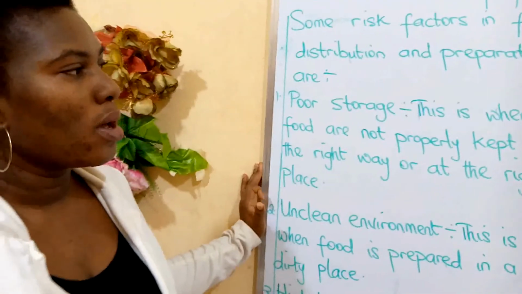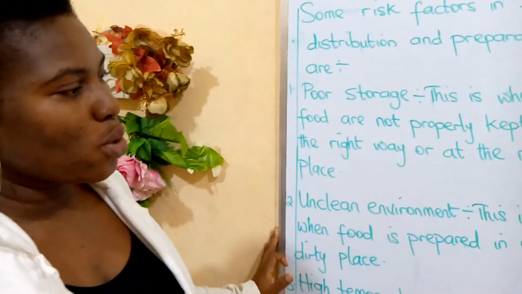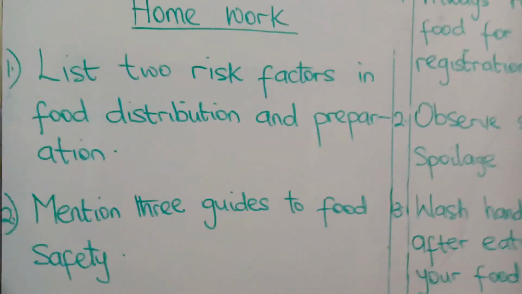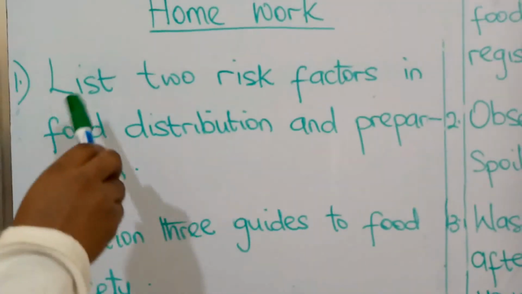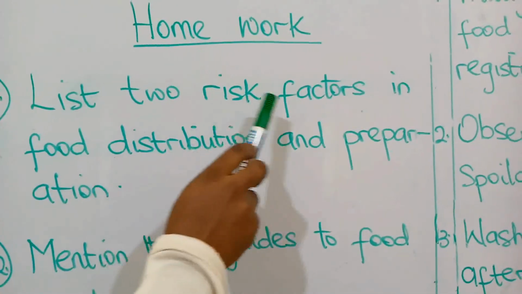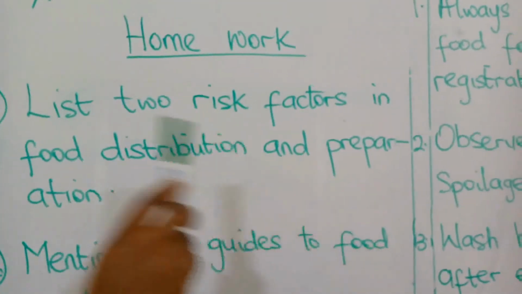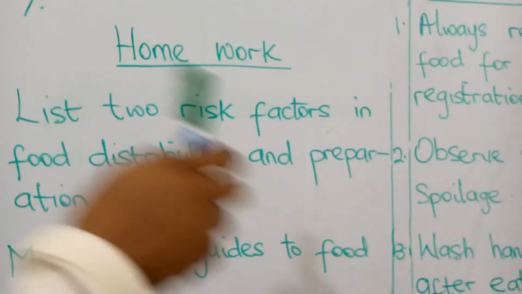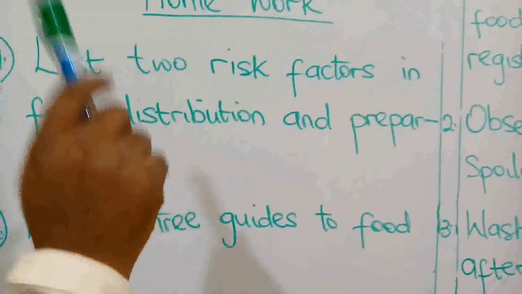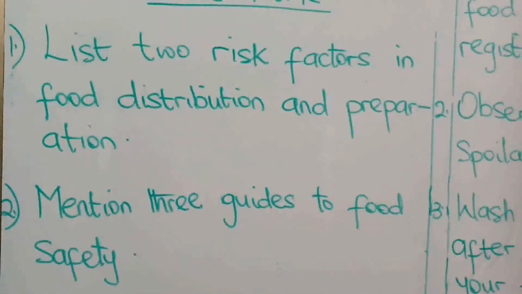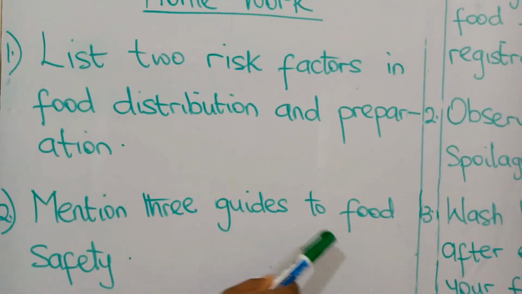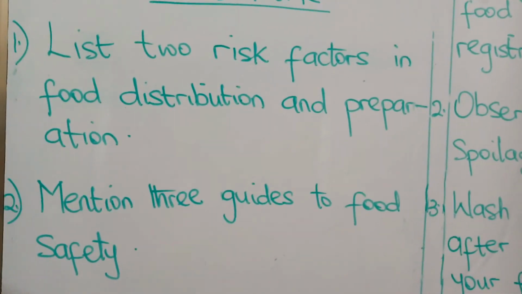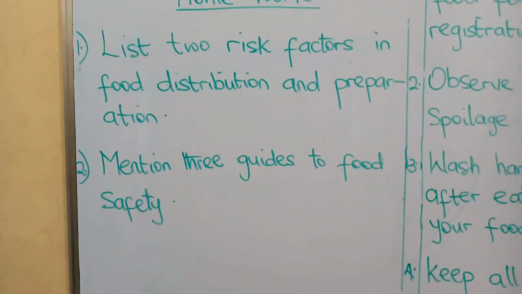But before we go, I would like to give you a homework. In our homework today, you are going to list two risk factors in food distribution and preparation. Number two question, mention three guides to food safety. We have four, you are to give me three.